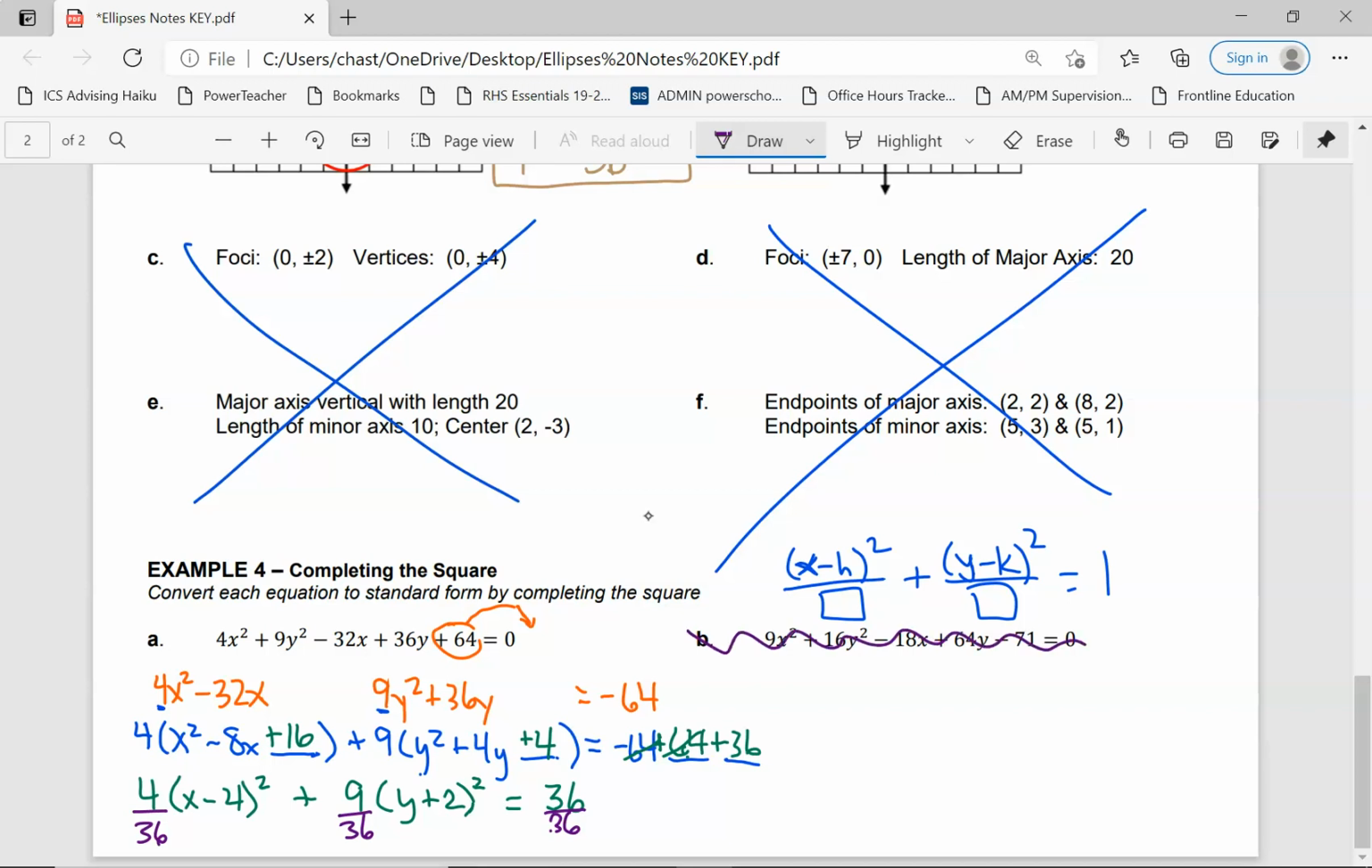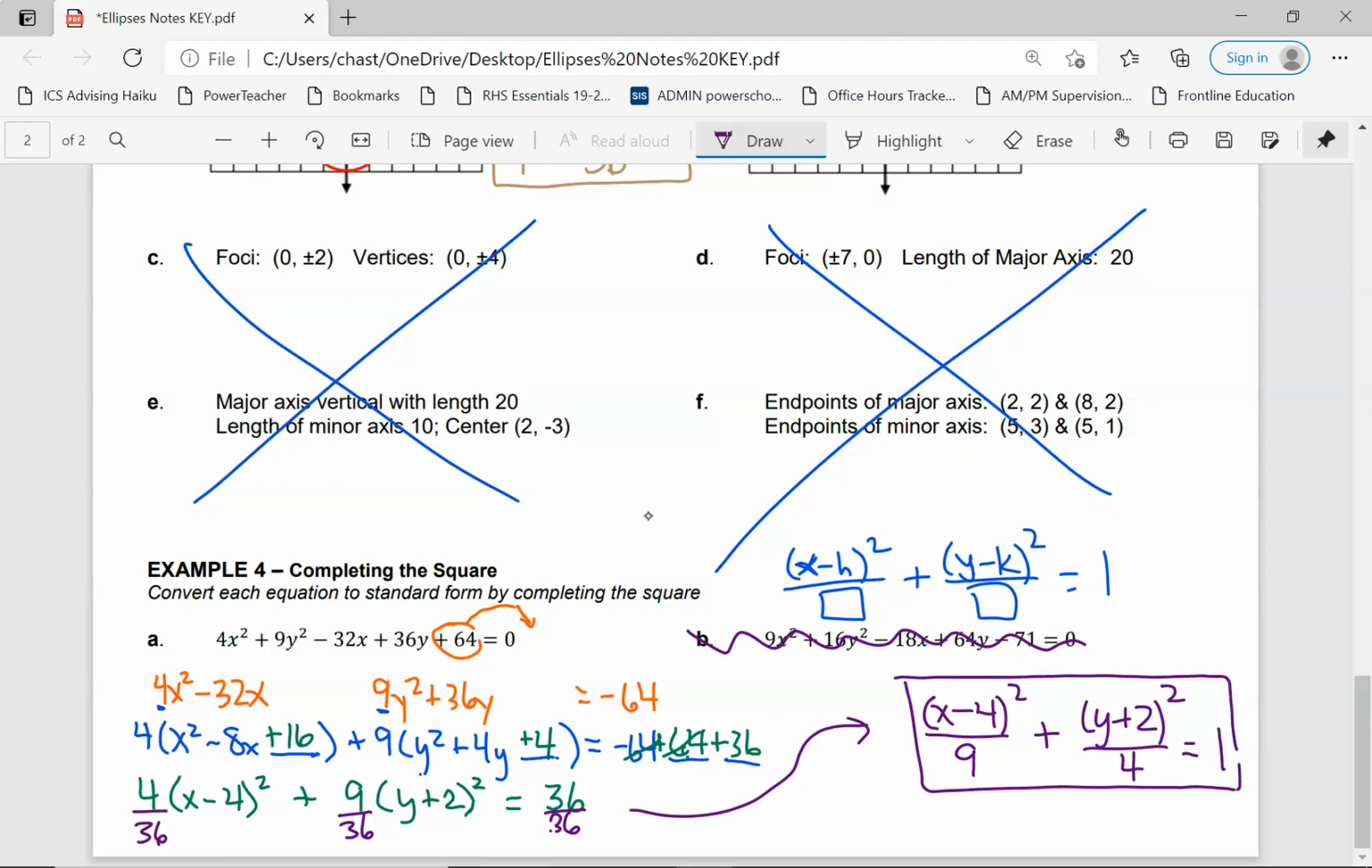And I'm probably not going to have time to do this one anyway, so I'll just put the right answer over here. 4/36 simplifies to 1/9. So it'll be x minus 4 squared over 9. 9/36 simplifies to 1/4, so it'll be y plus 2 squared over 4 equals 1. And once you have it in that form, you would be able to identify the center. You could then be able to take a graph to it, and all will be good. But don't worry, we will practice more in class, okay? So do not worry about that.